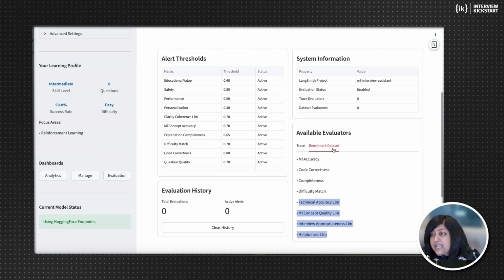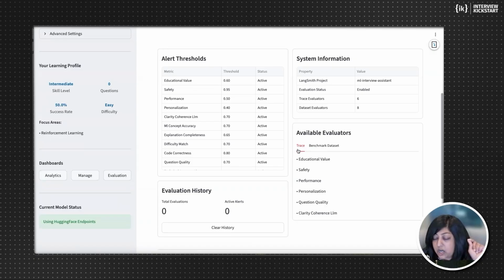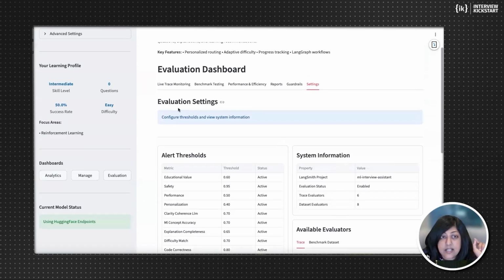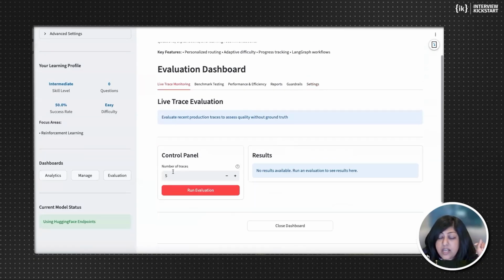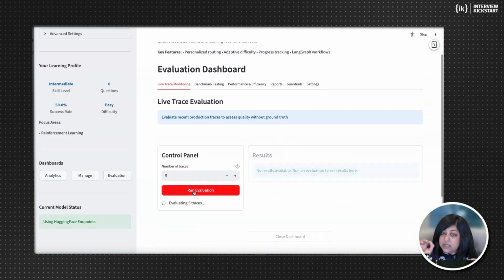Now, the benchmark dataset, I'll talk about it in just a bit, but since I stopped here, I wanted to talk about the traces. So let's go into trace monitoring. This is for the LangSmith traces that I've already captured. It's for the beta user, and it's running an evaluation, which means it's running the custom metric evaluators that I've coded in, including that one single LLM as a judge evaluator. Okay. And you will see the response coming in at this point. Just give it a minute.